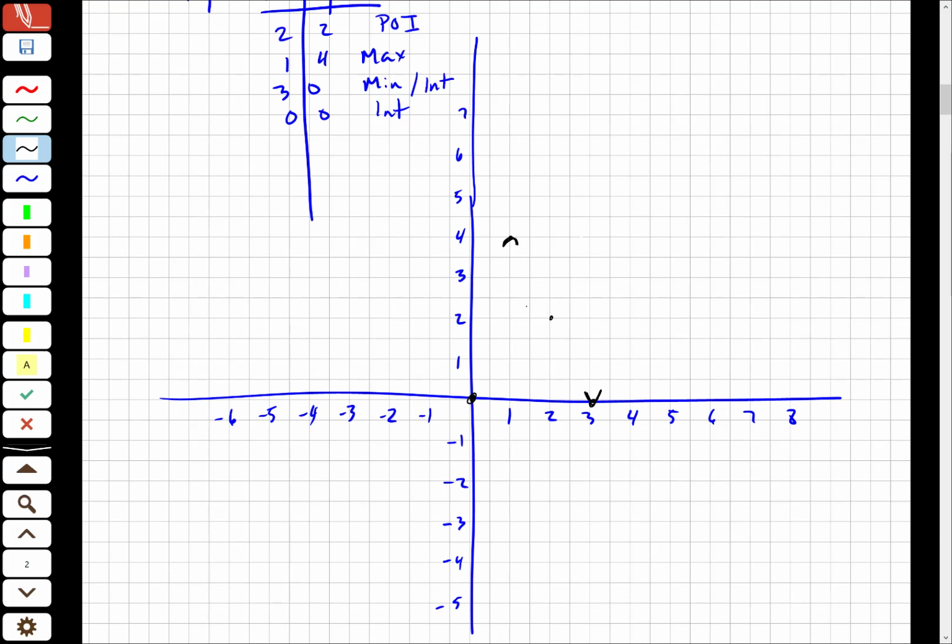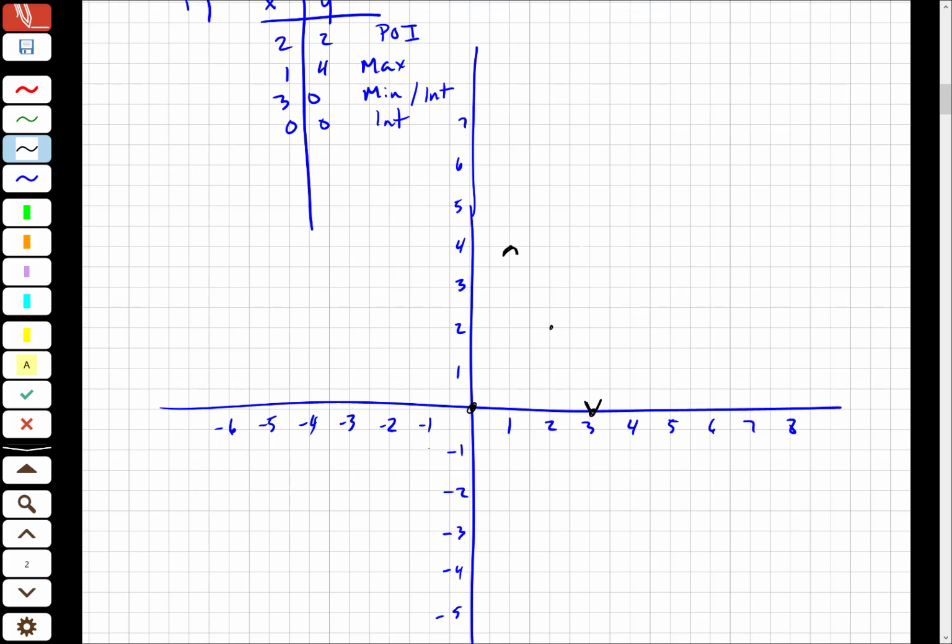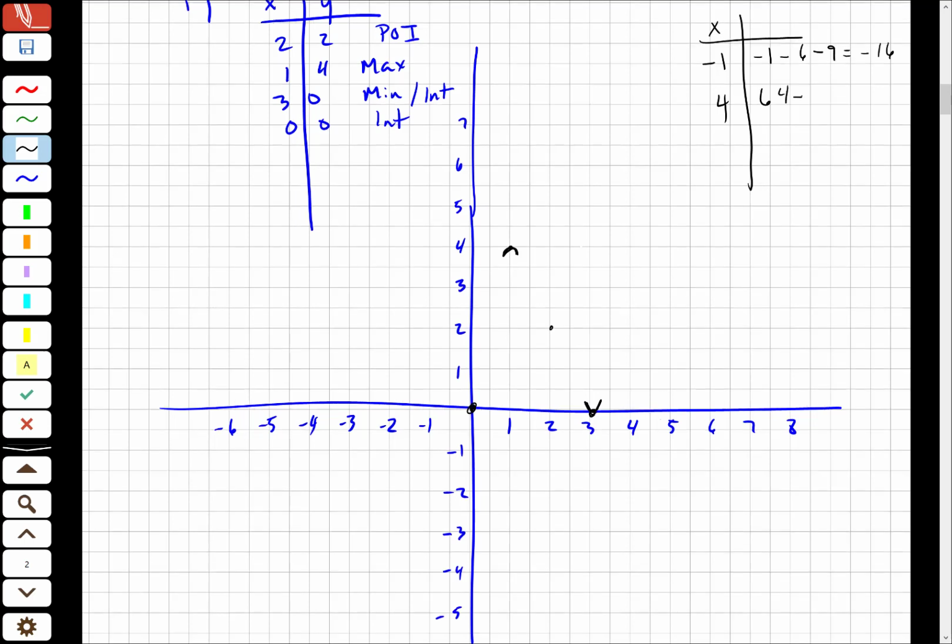Okay, and then I might just get a couple of extra values here just to make sure my graph is right, so like at -1 and maybe at 4 to see what's happening. So at -1, when I plug in, I get -1 minus 6 minus 9, which is 7 minus 9, negative 16, I think. And at 4, I'll get, I think, 64 minus 6 times 16. Ooh, is it 96? Possibly. Plus 36.